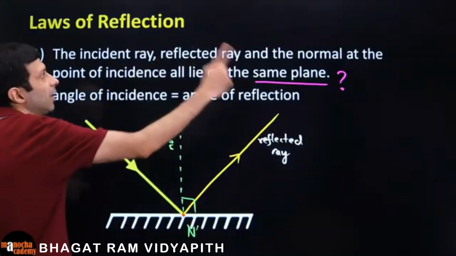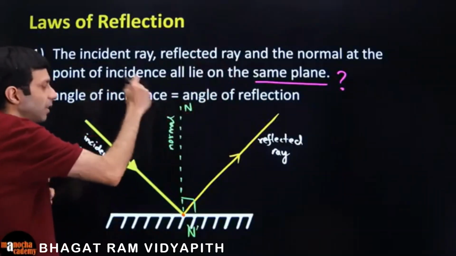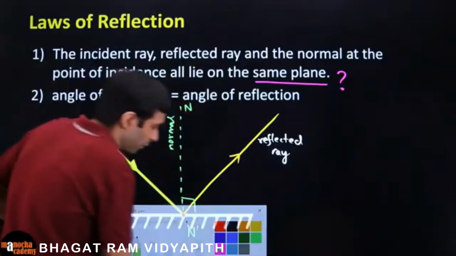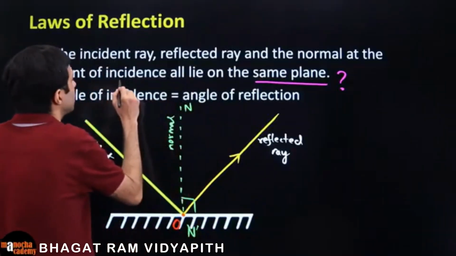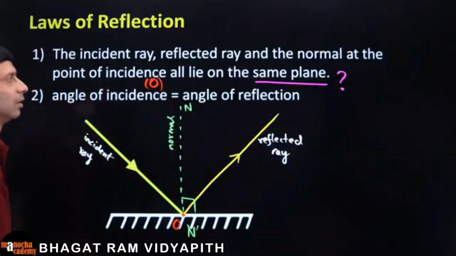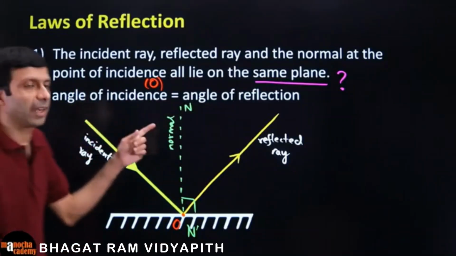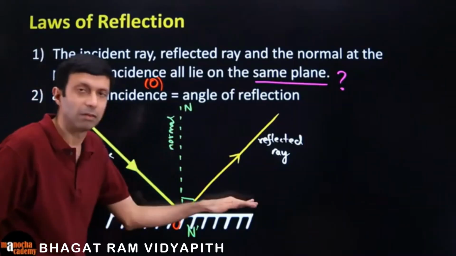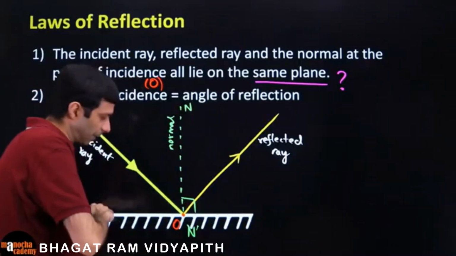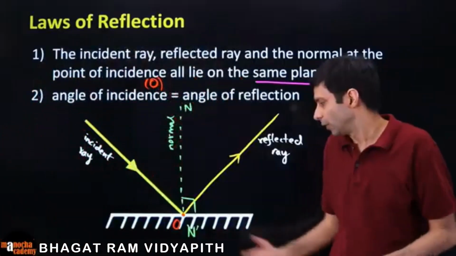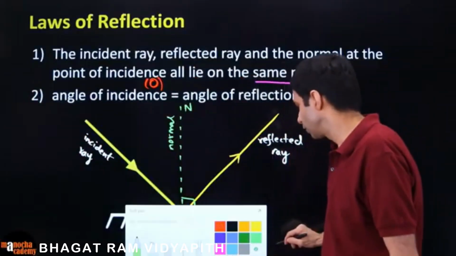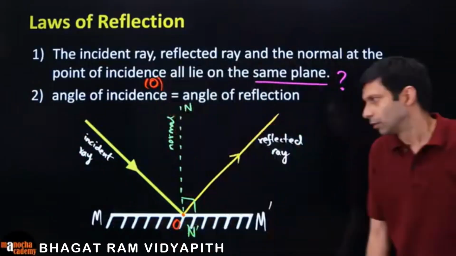The incident ray, the reflected ray and the normal at the point of incidence. So point of incidence is this O here. So point of incidence O, okay. So where do they lie on the same plane? Is the same plane the mirror? Do you guys think the plane is the mirror here? Yes or no? What do you guys think? If I label the mirror as MM dash, is that my plane?